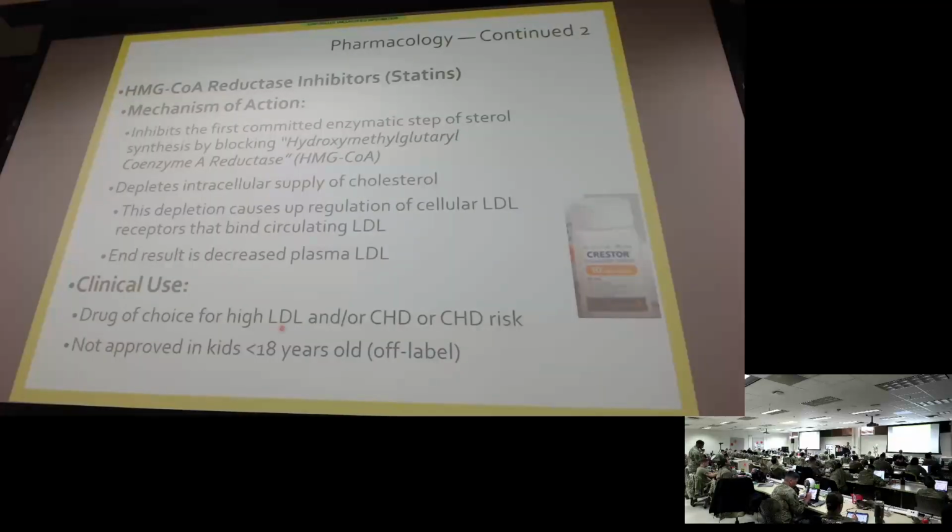We already talked about this. If somebody has high levels of LDL, we like this as our drug of choice. And then this is just for somebody who has chronic heart disease, or if they're at risk for heart disease. We usually will use some of these medications because, again, it's trying to make sure that we're covering all of our bases. It's a prophylactic type of thing. And then not approved for kids that are less than 18 years old.